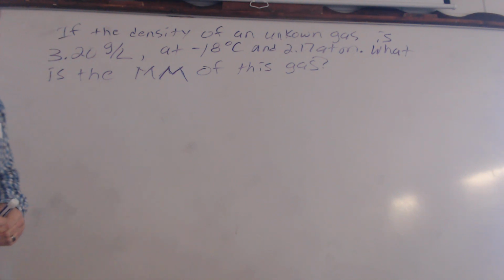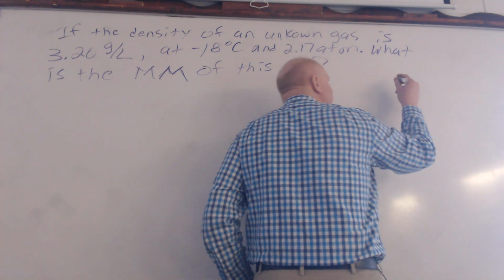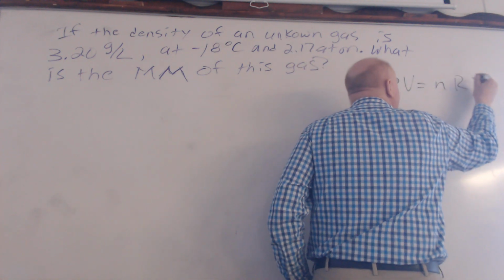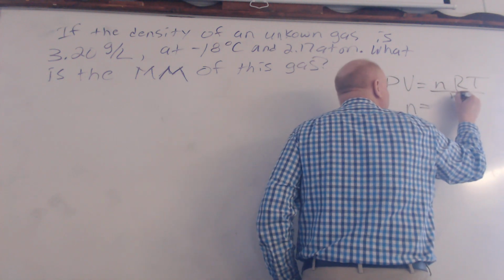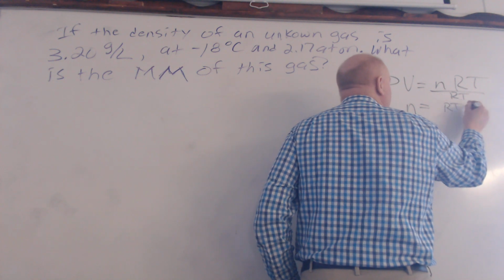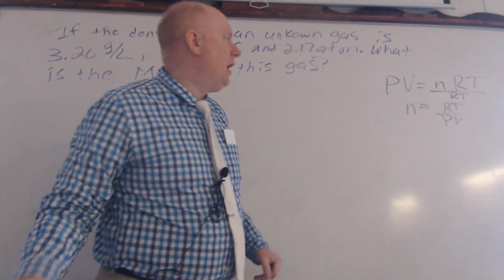All right. So if we tuned into the Science Channel, I epically failed yesterday because my algebraic skills weren't very good. So if you're going to do this, you'd say that this side is going to get divided by RT. So n equals RT over PV. Just wanted to clear that up in case you had watched yesterday.